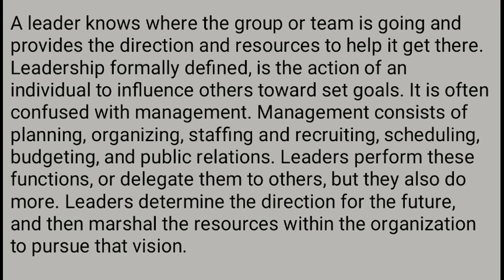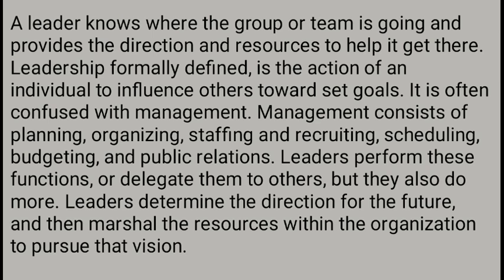Leadership formally defines an action of an individual to influence others towards a set goal. Whoever the leader may be, he or she knows where to take the team, what the aims and targets are that they want to achieve, and towards that they influence other people, so that these people work towards achieving the goal.